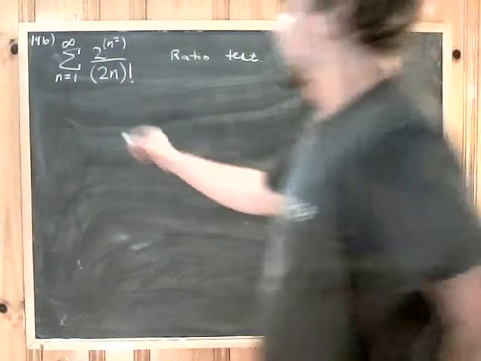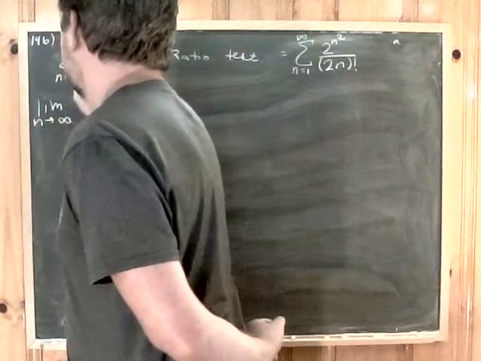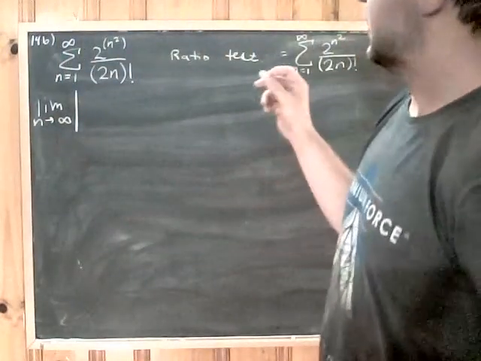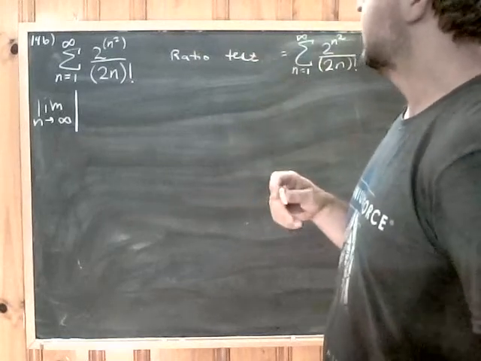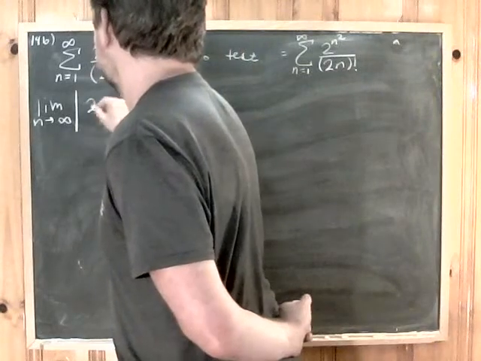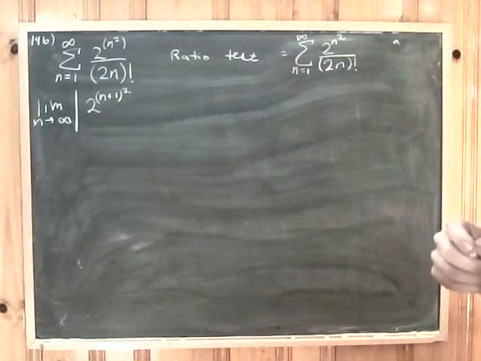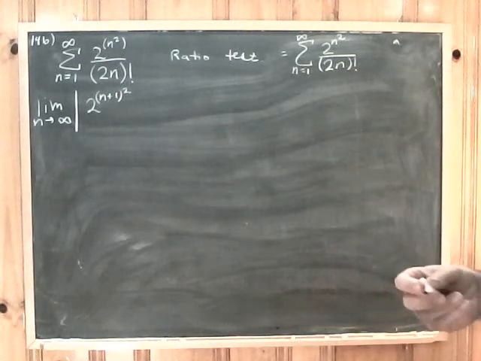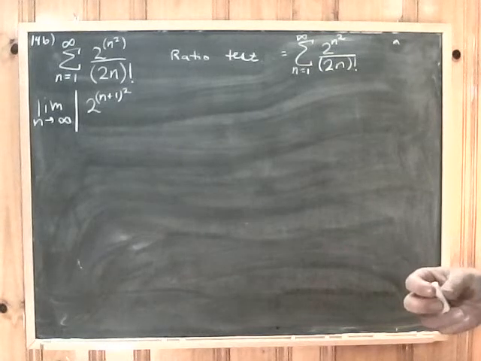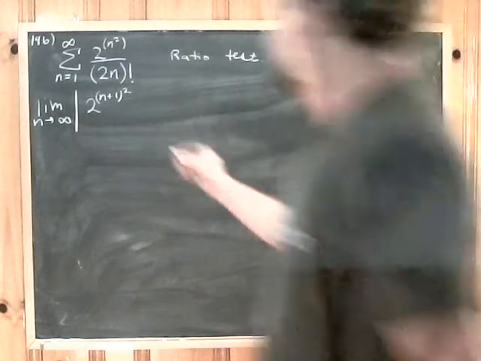All right, so for the ratio test, the limit as n goes to infinity of the absolute value, and now I plug in n plus 1 for each of the n's. So I'll have 2 to the (n plus 1) squared. I do need to make sure that's n plus 1 in parentheses squared. Whenever you substitute in for a variable, no matter what you're doing, you always have to put parentheses around it to make sure that you substituted in for that whole variable. So it's n plus 1 quantity squared.